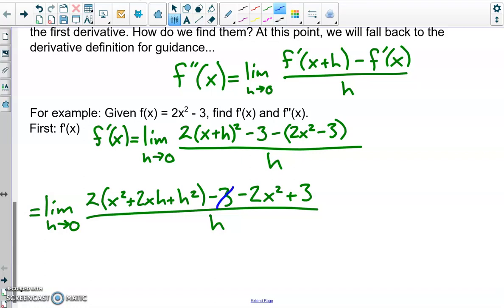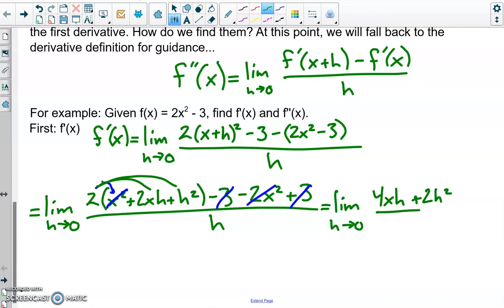And at this point then, I can cancel some things out. Looking at it, I have a negative 3, I have a positive 3. Those can go away. I will have a 2x squared that's positive when I distribute in up front. That will cancel out with my negative 2x squared. And then I can move to the next step here, and we'll get the limit as h goes to 0. Looks like we'll get a 4xh when I distribute that 2 into the next term there. And then I'll get a plus 2h squared all over h.